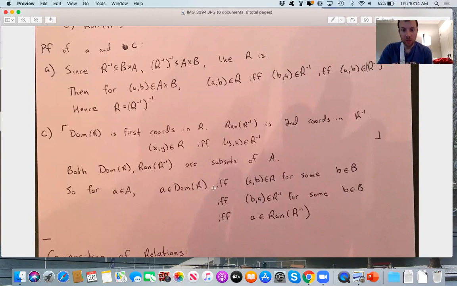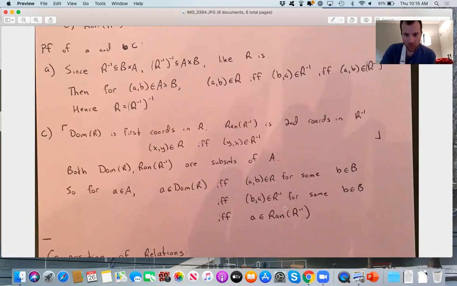So if A is in the domain, that is equivalent to the ordered pair AB being in the relation for some B. So you can find a B in capital B, so the pair AB is in the relation. That's what it means to be in the domain. But then from here, how we know a relation and its inverse are related is that if this pair is in R, then that means that the pair BA is in R inverse for some B in B.